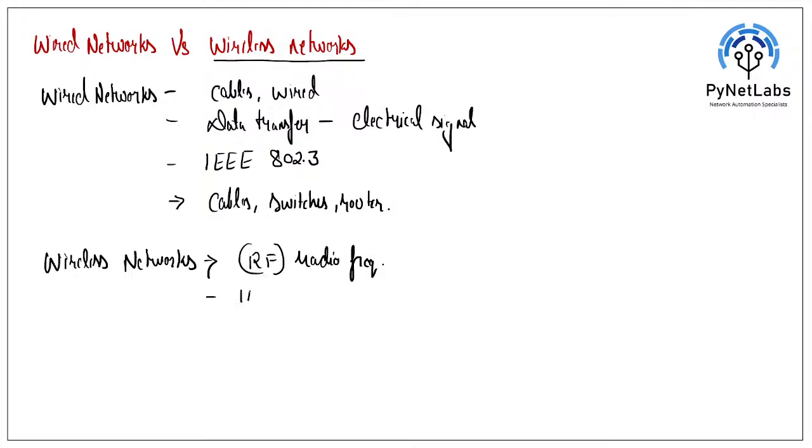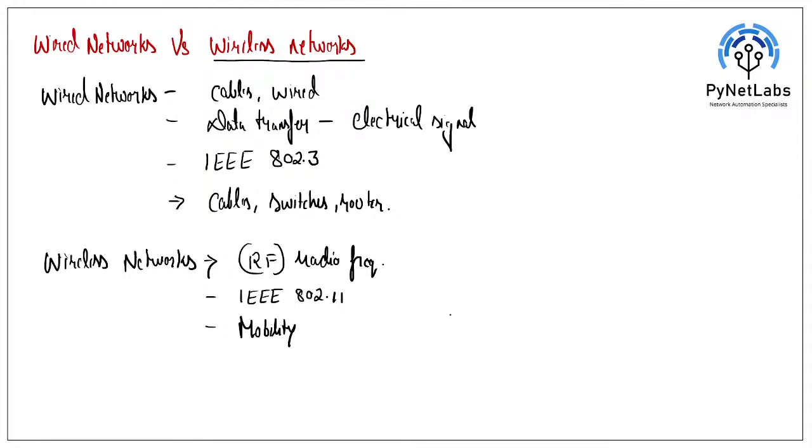If you look at the IEEE standard, 802.11 is reserved for wireless networks, the standard of the wireless. There is no need for wired signals here; we don't need electrical signals to travel. Apart from that, when we are talking about wireless networks, mobility is one of the best factors.